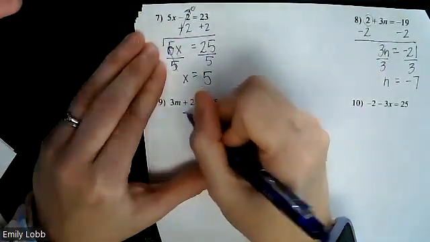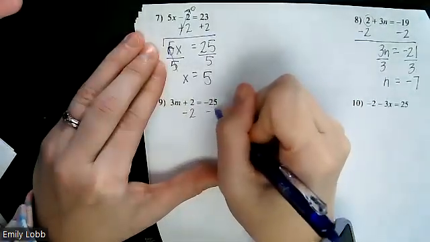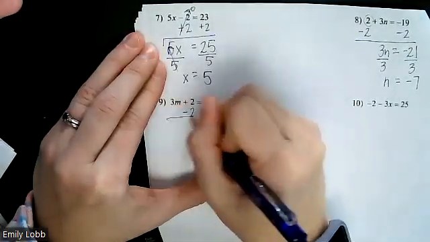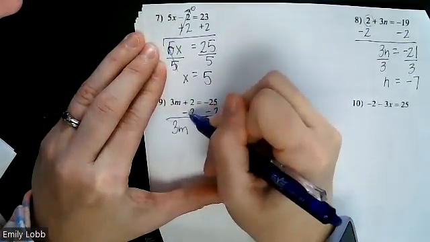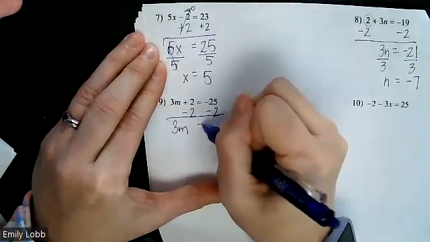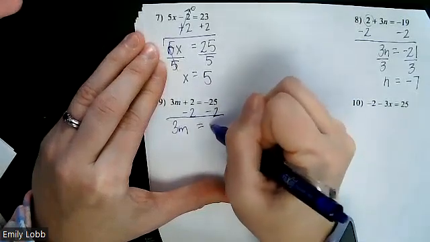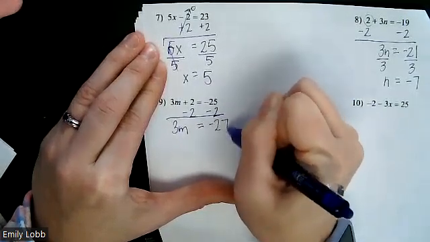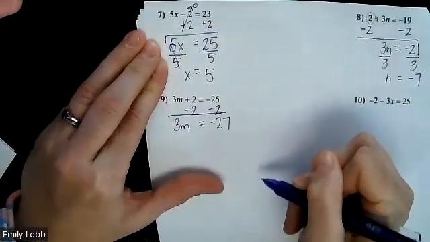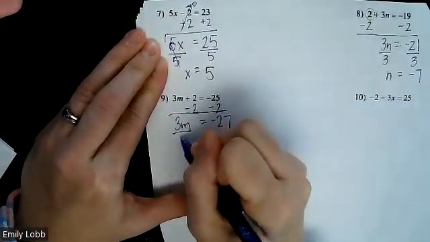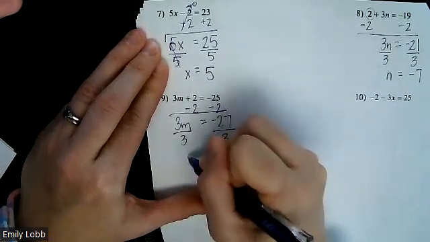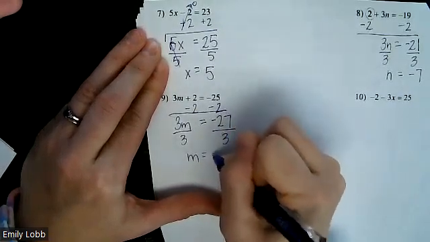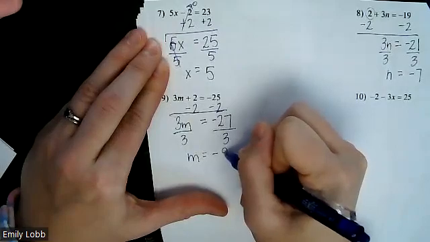Get rid of that 2. We're going to subtract it from both sides. Bring down your 3n. That went hasta la bye-bye. Bring down your equal sign. -27. Divide by your coefficient. That's your number in front of your letter. So m is equal to -9.